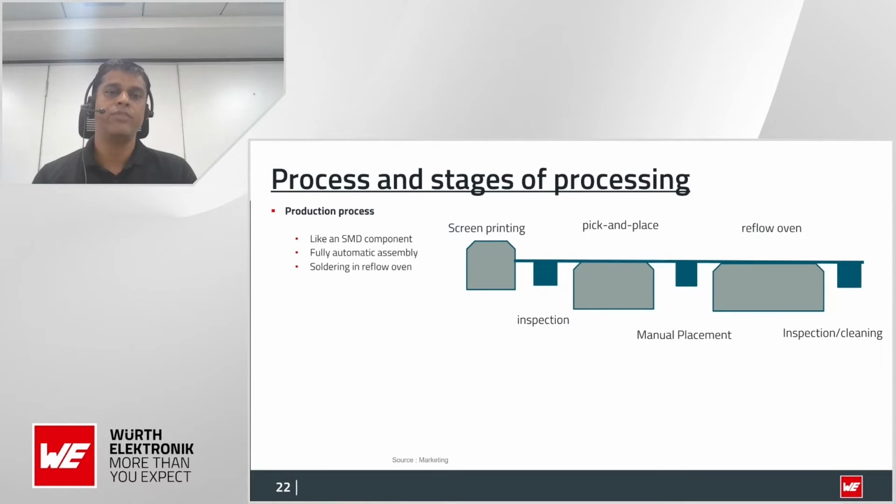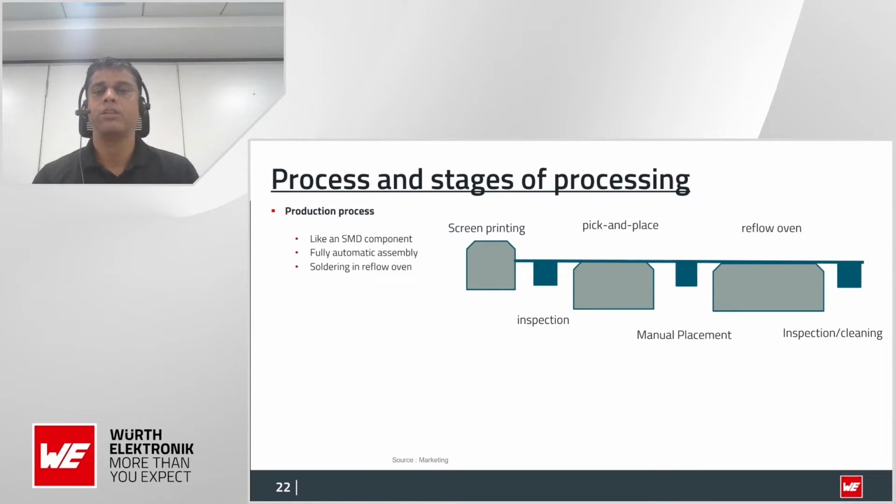In screen printing, we take the PCB and apply the solder paste. In inspection, we check the dimensions, calculations and alignment of the PCB as suitable for screen printing. Then we go for pick and place, where the components are picked automatically from the packing and placed on the surface of the PCB. Next is manual placement, where components which cannot be placed automatically are manually placed in the PTH, that is, plated through hole.